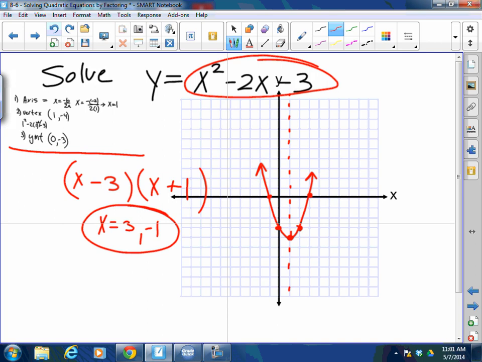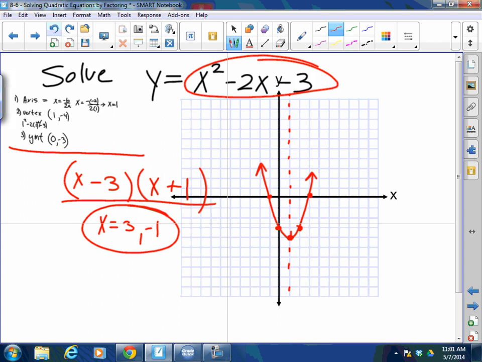Sir? I don't understand what that means. You mean every point is symmetrical? Yes, but when you're solving, you find both.